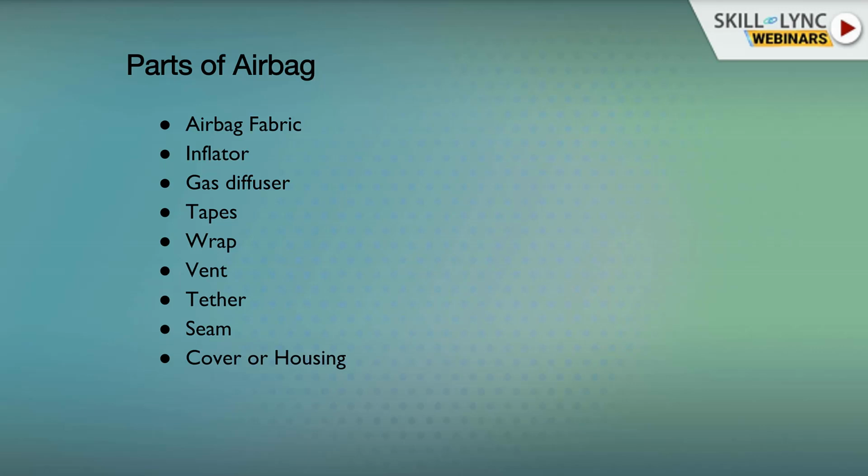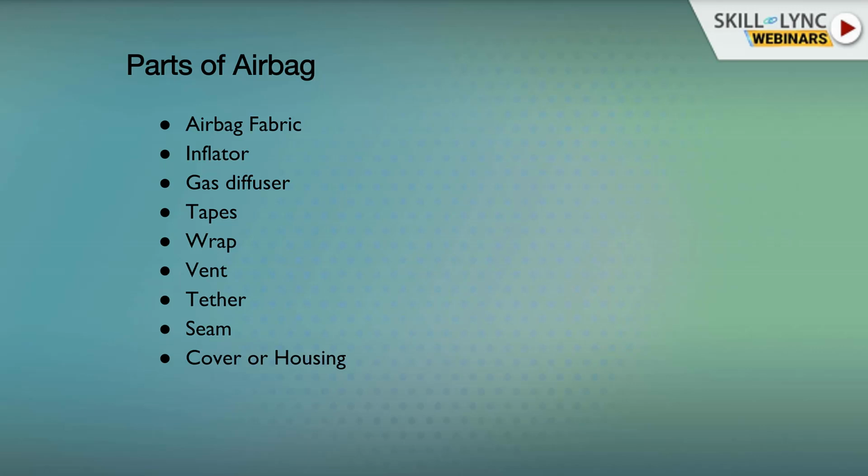So the next would be tapes. These tapes are generally different from the regular tapes which we use. These are tapes around the airbag just to keep the folding intact, but they are very light so that they break away with the force of the explosion. And then there is a wrapper which is used in side airbags, wherein if you look inside a seat there will be a fabric around it.